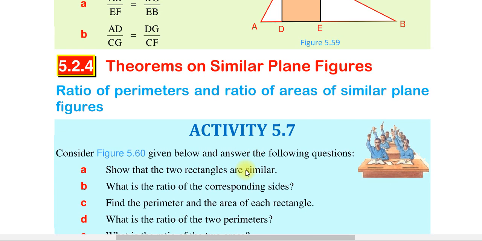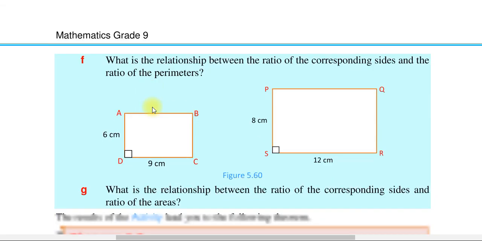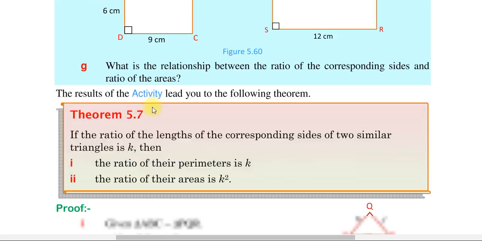And the other topic is theorems on similar plane figures. Theorems on similar plane figures: the ratio of perimeter and the ratio of area of similar plane figures. Look, there is a theorem. If the ratio of the lengths of corresponding sides of two similar triangles is k, then the ratio of their perimeters is k, and the ratio of their areas is k squared.